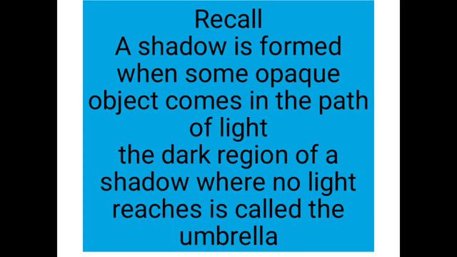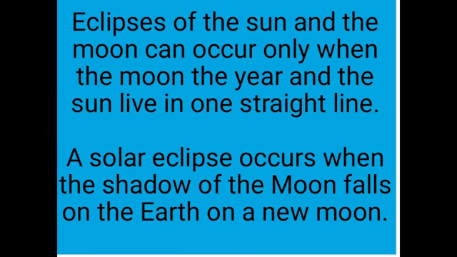Now let us recall what we have learned in this video. Shadow: a shadow is formed when some opaque object comes in the path of the light. An opaque object means an object which does not pass light. The second one is umbra, the dark region of the shadow where no light reaches. The dark place is called the umbra, U-M-B-R-A. Next, eclipse: eclipses of the sun and the moon can occur only when the moon, the earth and the sun lie on a straight line.